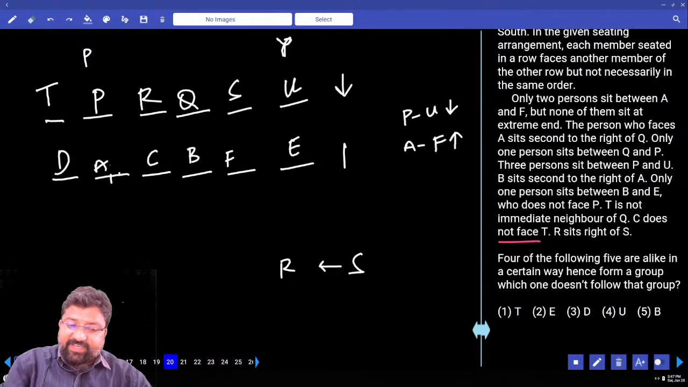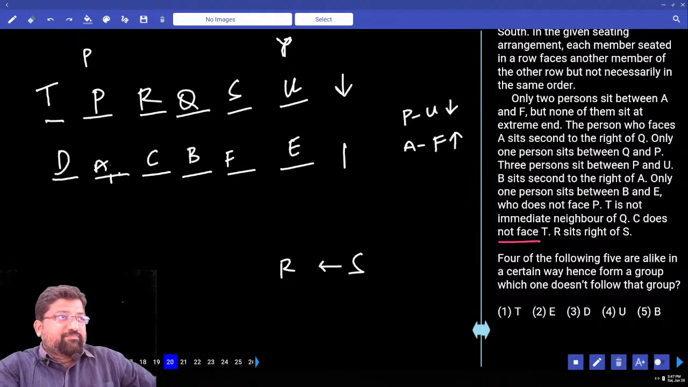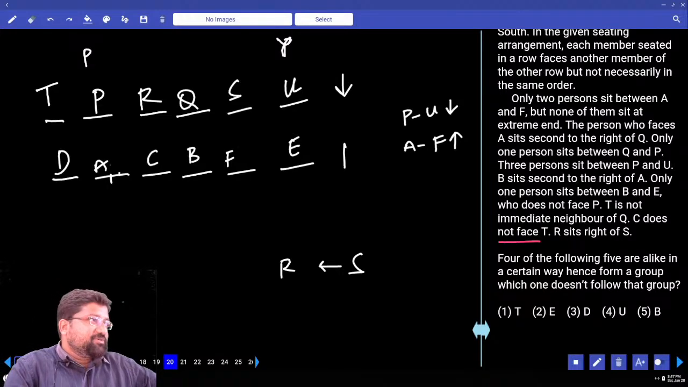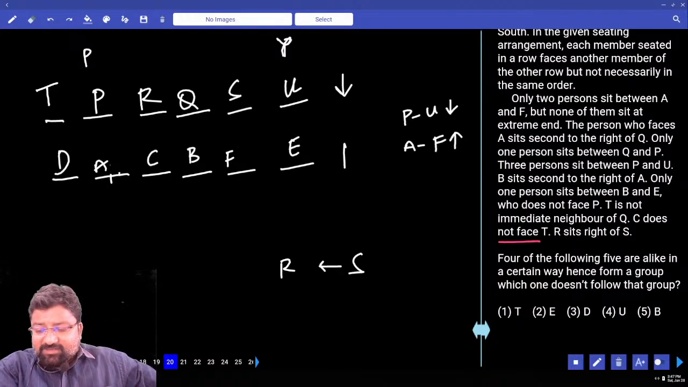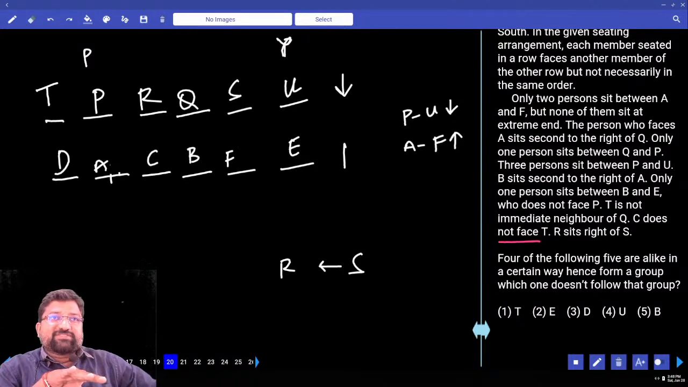4 out of the following 5, see: 2 parallel rows, and each and every one is facing opposite to, sitting opposite to each other. In this type of questions, the odd man out is definitely 4 corners and one person will not be sitting in the corner. Or else 4 people will face the same row, sit in the same row and one person will sit in the separate row. It happens like this. Nothing more to it.